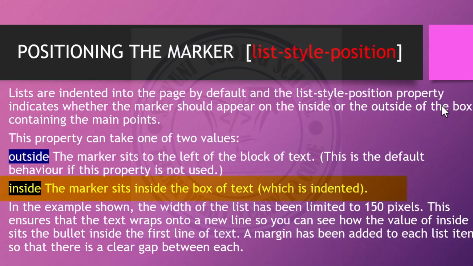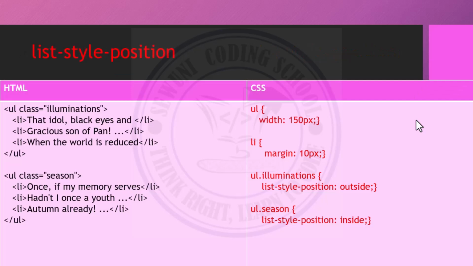which is what is indented. In the example I'm going to show you, you will realize the width of the list has been limited to 150 pixels. This ensures that the text wraps onto a new line, so you can see how the value of inside sits the bullet inside the first line of text. A margin has been added to each list item so that there is a clear gap between each list item.